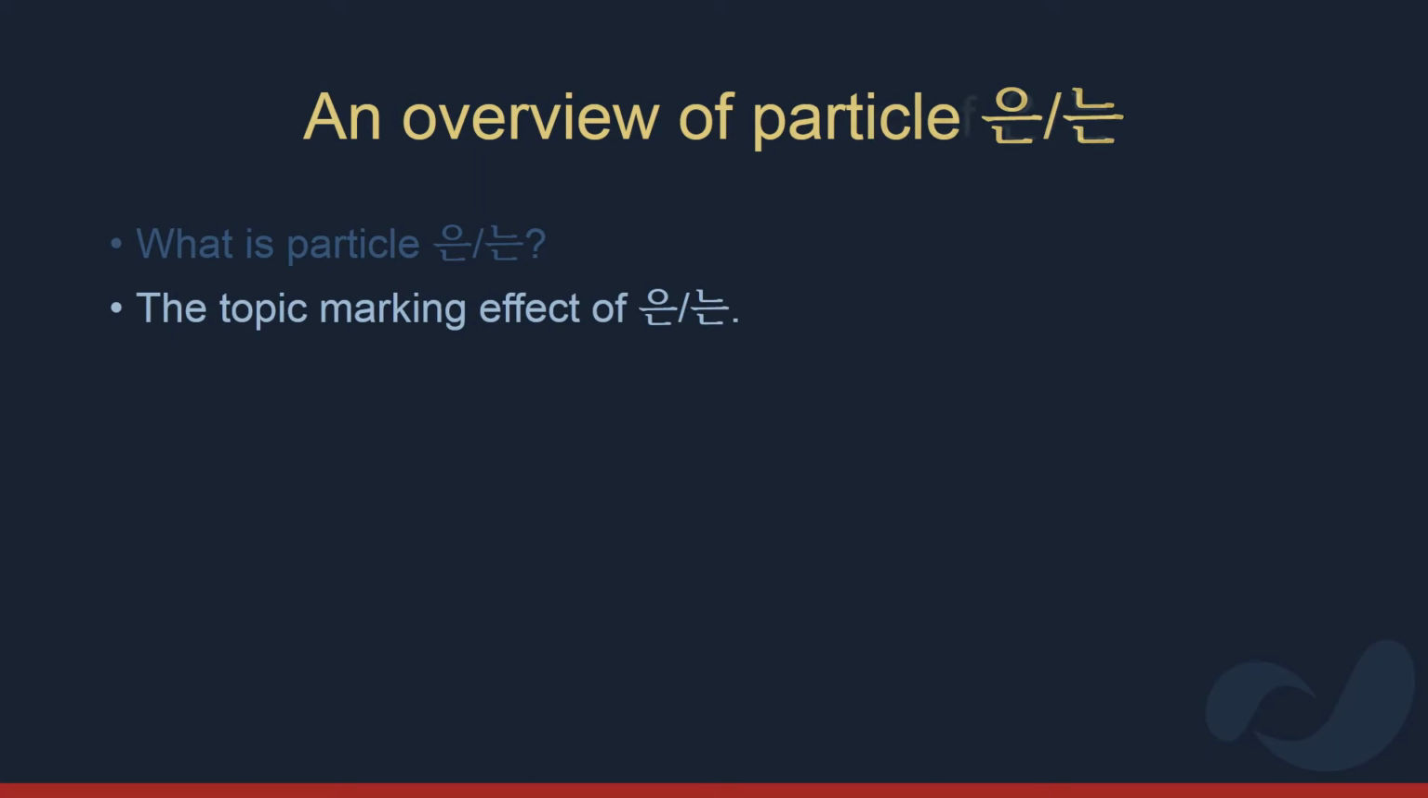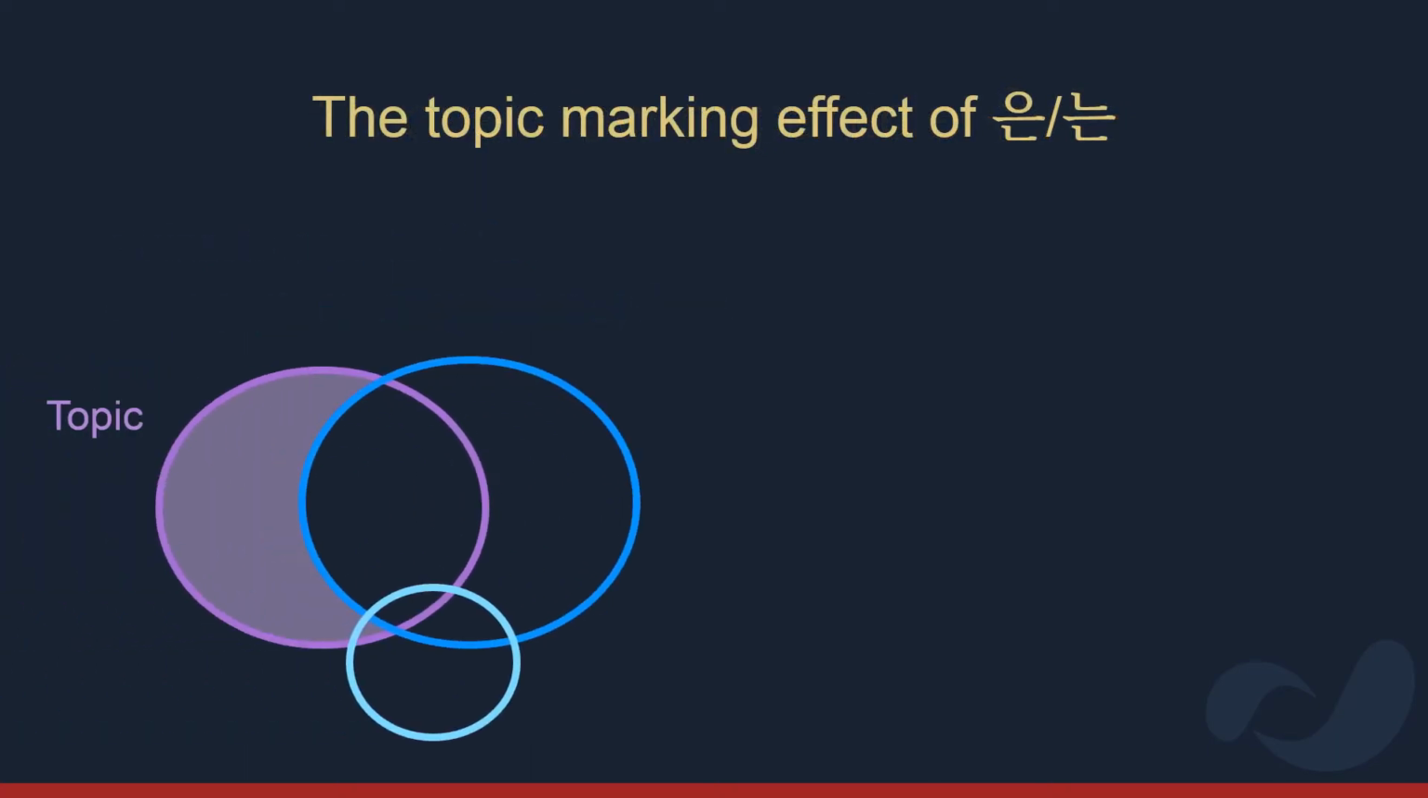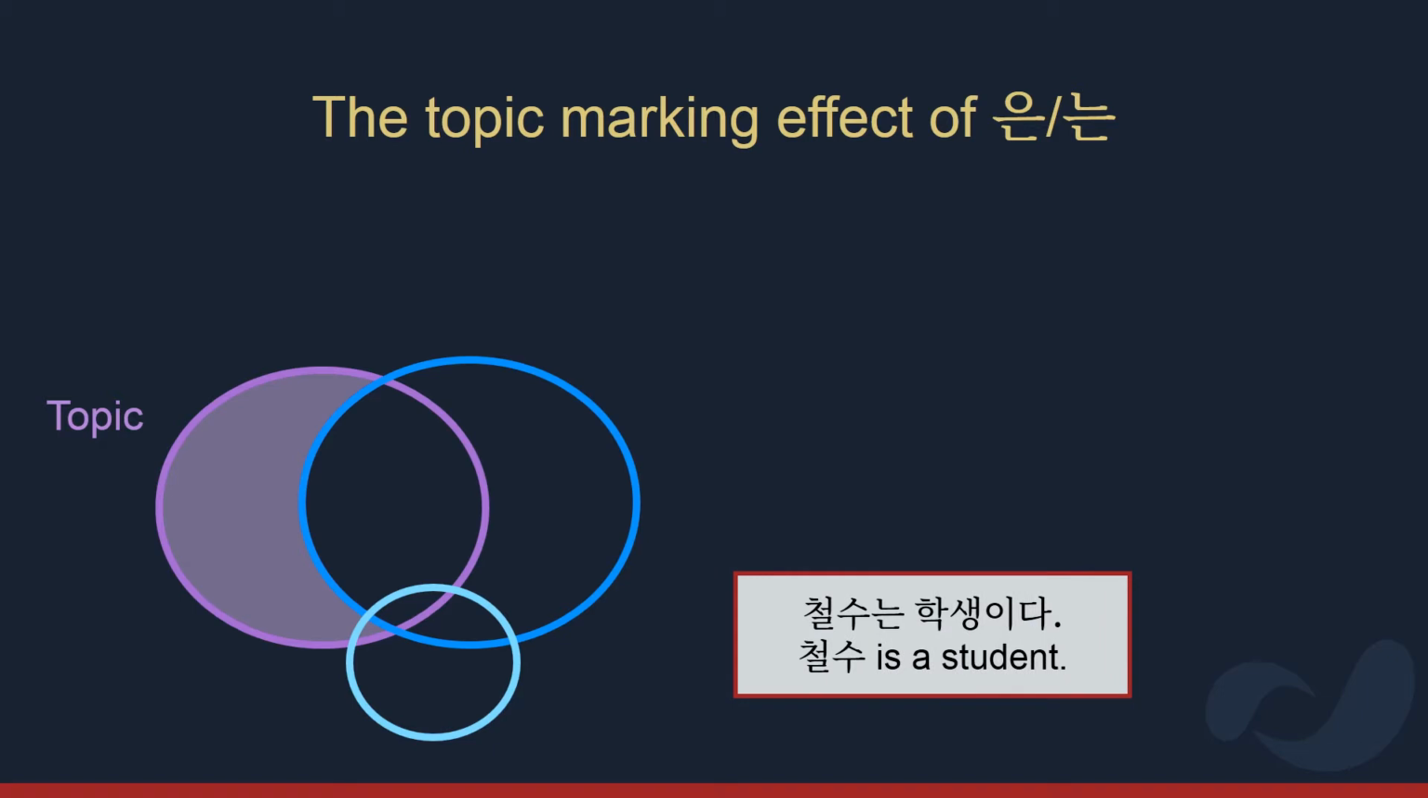So, 는 as a topic marker. We'll start off with an example. 초수는 학생이다. Here, 는 is attached to 초수, and note that the sentence still means the same if it doesn't have particle 는. It still means 초수 is a student. But using particle 는 has some effect.